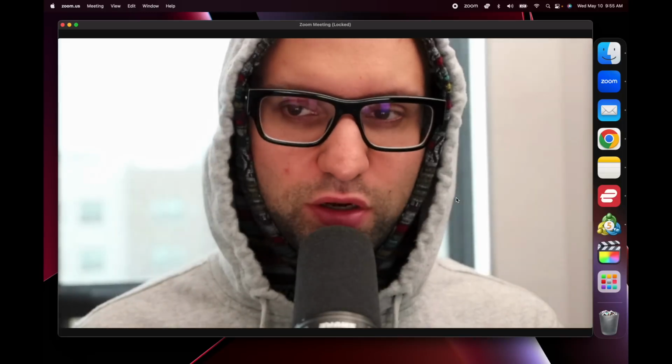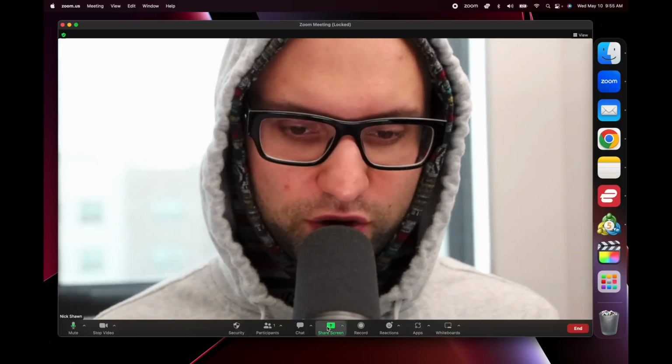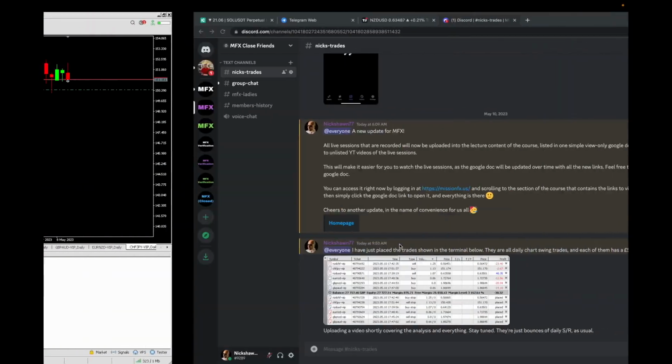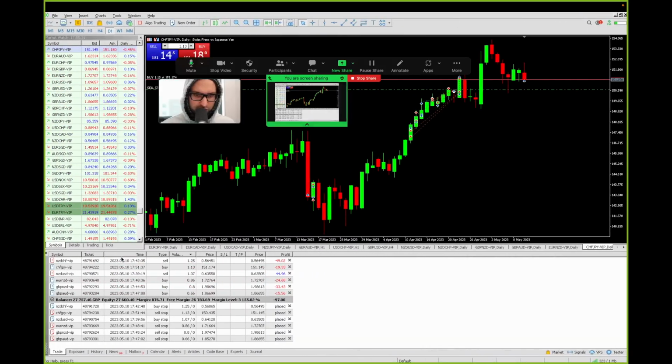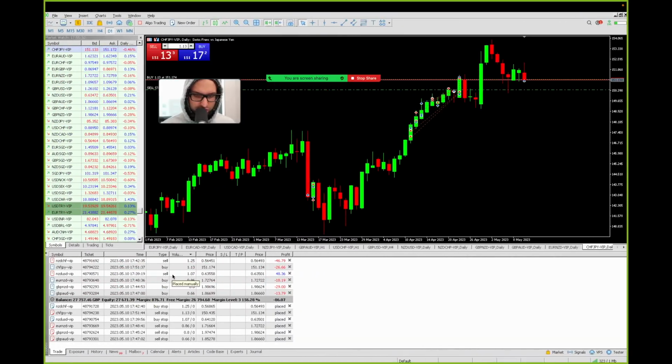Wow, that took a really long time, but I finally entered the trades and I'll show you them all here. So I'll share screen, go over to my terminal. These are all the trades that I'm in, the lower left-hand side of the screen. So I've just entered them all. I'm going to go through them piece by piece to show you exactly how I've entered and managed these trades.